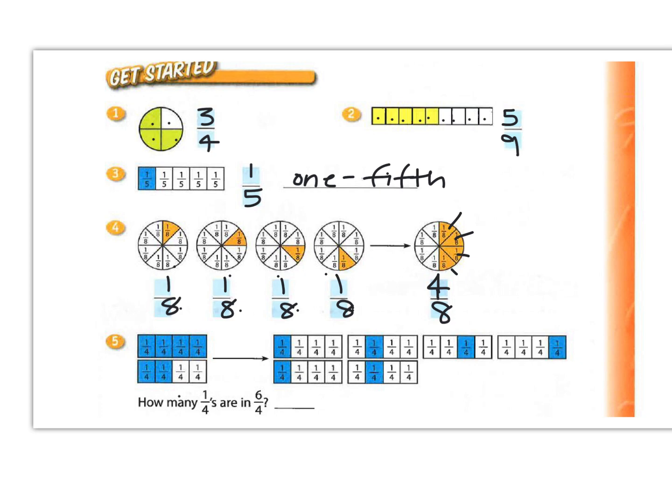So here we have unit fractions listed for these two boxes. It says, how many 1/4 are in 6/4? Well, they have 6/4 shaded in, so we can count 1, 2, 3, 4, 5, 6. So there are six 1/4 in 6/4.